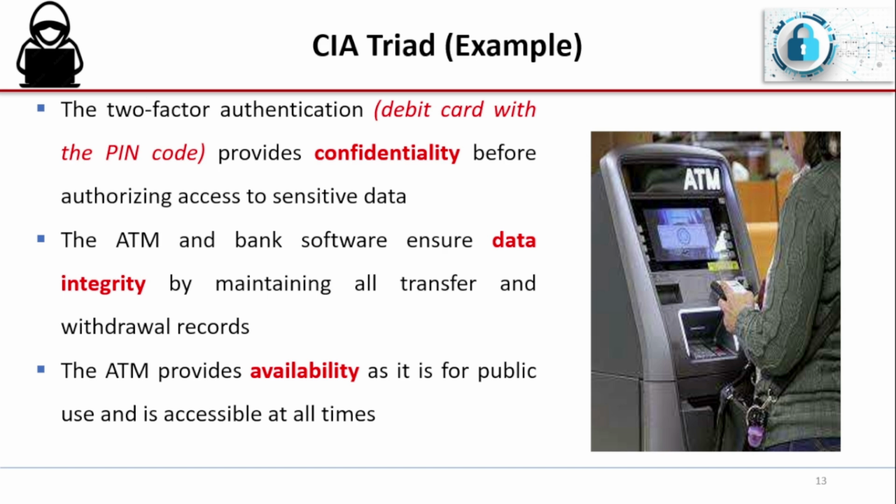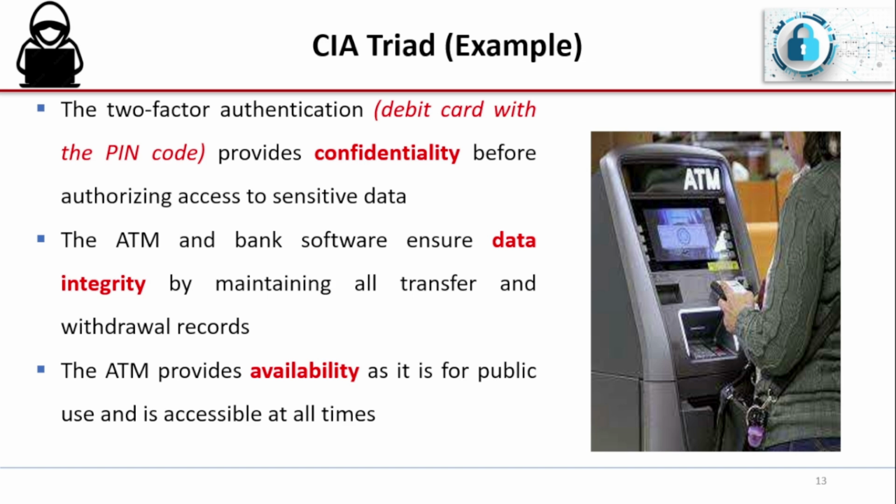In an example, we can understand that two-factor authentication, a debit card with a PIN code, provides confidentiality before authorizing access to sensitive data. For example, if you log into your Facebook account, it gives you a code on your cell phone, and only if you enter that code will you be given permission to log in. This is a strict control over confidentiality, so that no Tom, Dick or Harry gets into your account.